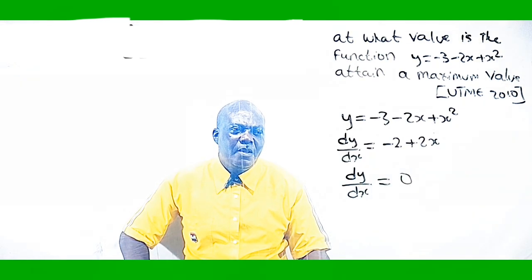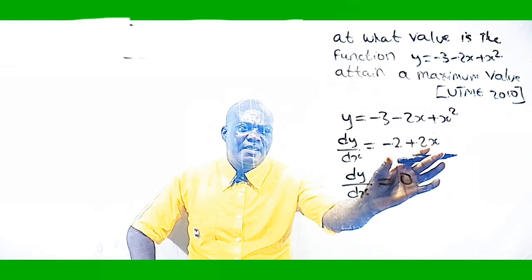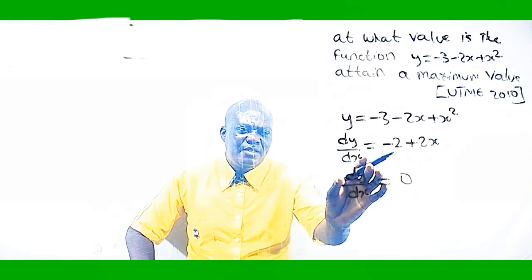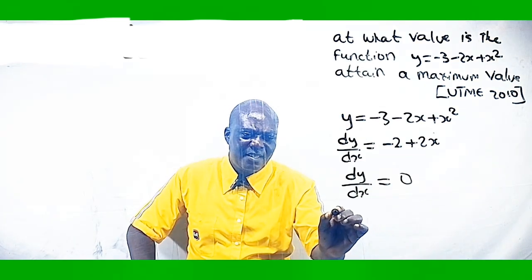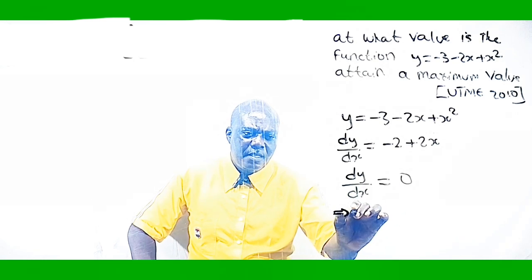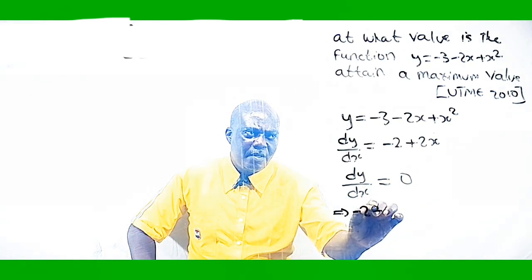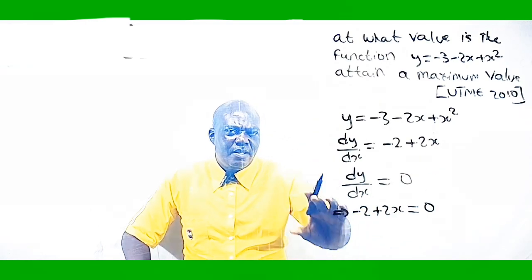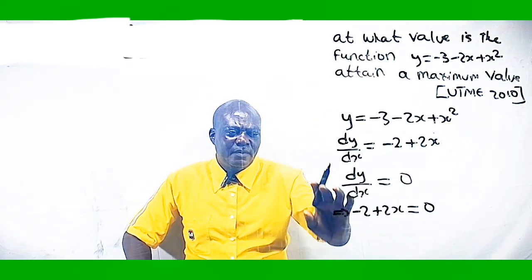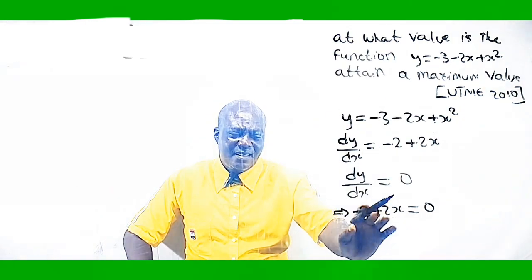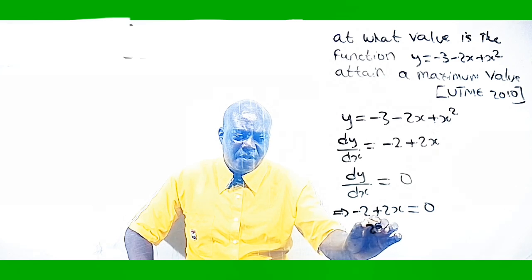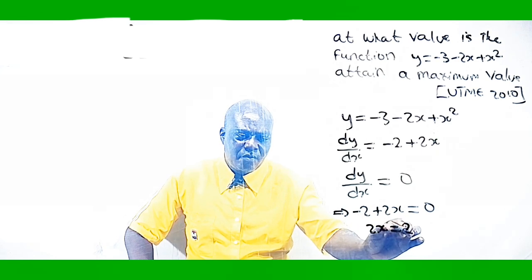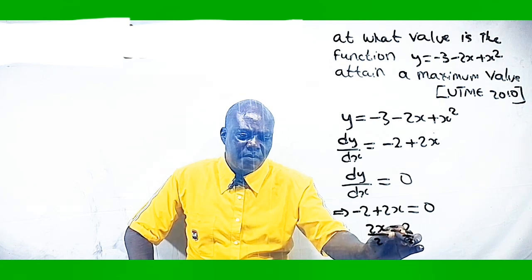Okay, what is dy dx here? This one, meaning instead of this we write this. That means this implies that this function minus 2 plus 2x will be equals to 0 when this function attains maximum value. So what's the value of x here? So 2x will be equals to 2. Divide both sides by 2.